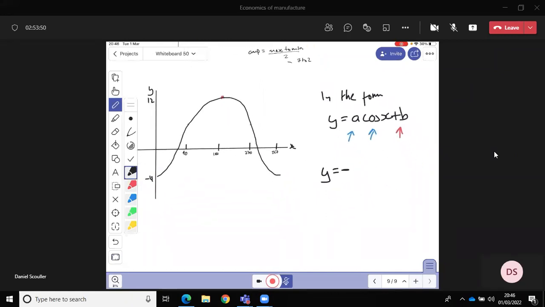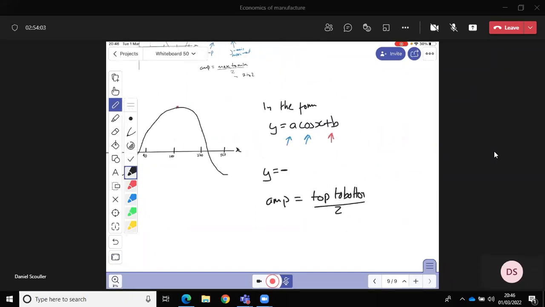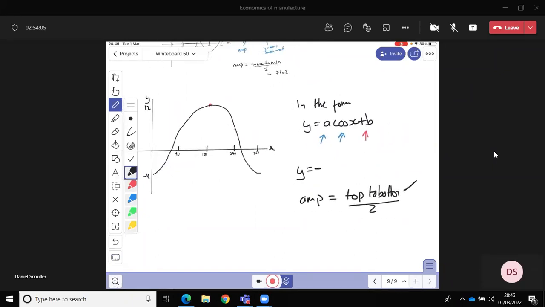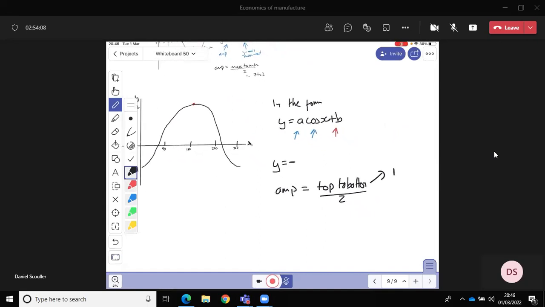The way to find out the amplitude is still the same though. You're still going from your top to your bottom, your max to your min, and you're dividing that by 2. In this case, you're going from a peak of 12 to 0, and then from 0 down to a minimum of -4. So all in, that's 16. So 16 over 2, you're going to have an amplitude there of 8.